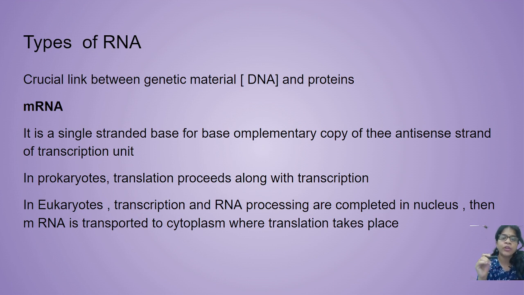You have already gone through what eukaryotes and prokaryotes are, right? Prokaryotic cells don't have a nuclear membrane, and they don't have a proper nucleus formed inside. Eukaryotes are the cells which have a perfect nuclear membrane and everything. The mRNA is different in eukaryotes and prokaryotes. In prokaryotes, translation proceeds along with transcription.